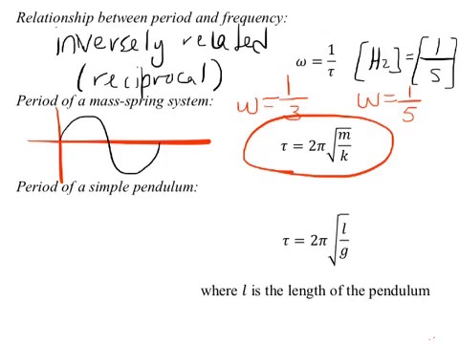So, looking at this problem, if you increase the value of k, if k goes up, what's going to happen to tau, or the period? Think about how they're related to one another. Are they directly related? Are they inversely related? Let's look at it. This is tough to see sometimes. If k goes up, then you're dividing by a bigger number.